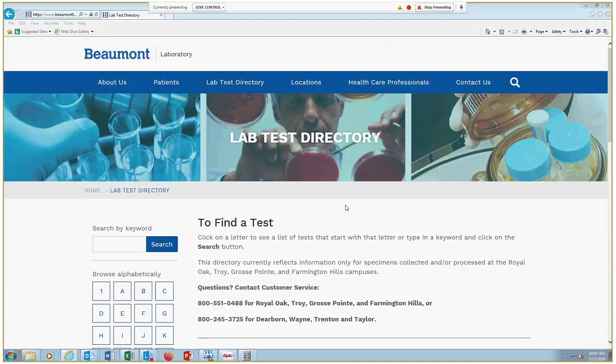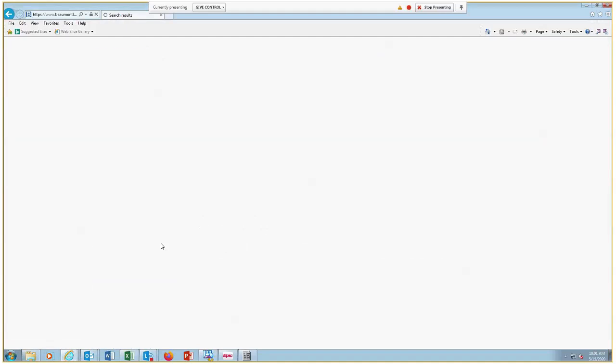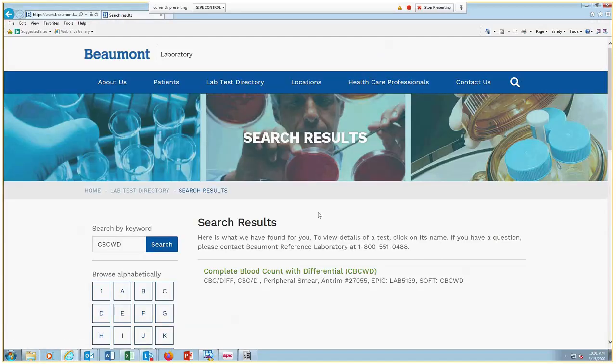Now let's take a look at an example together. In the search box where you see my cursor, I'd like you to type in the letters CBC. Now let's cap this up a little bit, make it easier. CBCWD. There we go. Hit search. Stop right here for a moment and let's take a look at the information already provided to us.